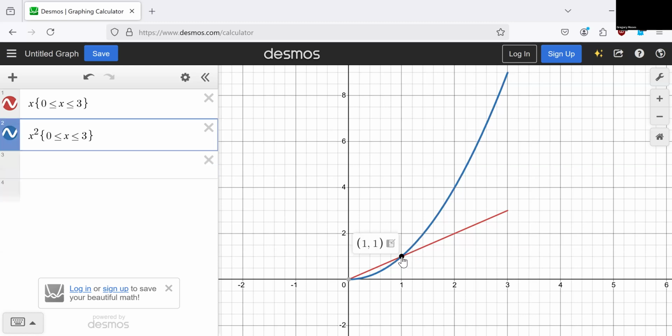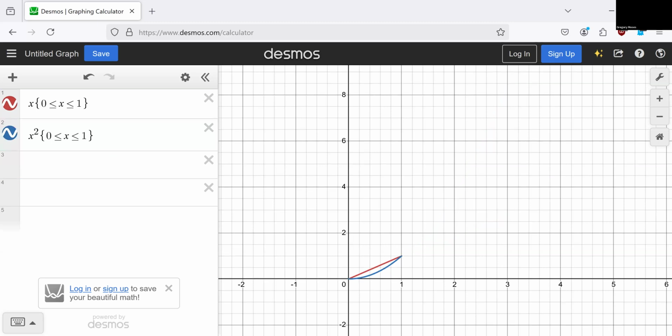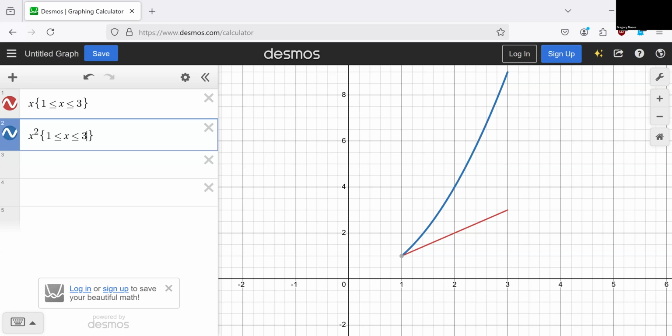So we look at, they intersect here, they intersect at 1. So if we look at this from 0 to 1, we have an upper curve and a lower curve, and we can take this integral. And then if we look at these from 1 to 3, we have a lower curve and an upper curve, and we can take this integral.